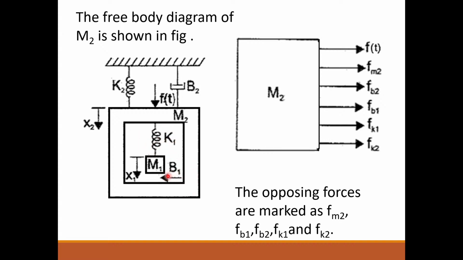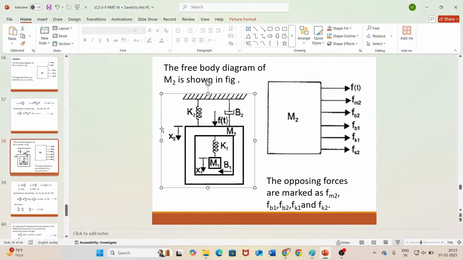Another force is due to B1, that is Fb1, that is one of the opposing forces. So total how many? Fb1, Fk1, Fm2, Fb2 and Fk2. Okay, so total there are 5 opposing forces, one applied force, that is F of t. And here I didn't mention that. Okay, so these are the opposing forces.